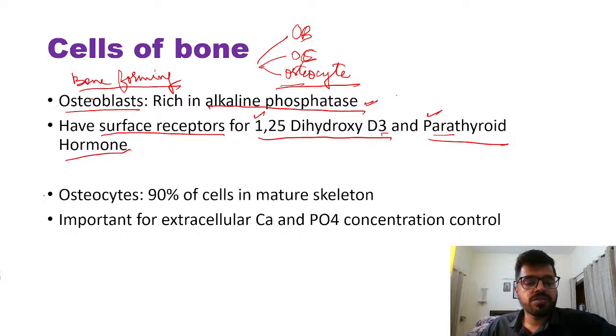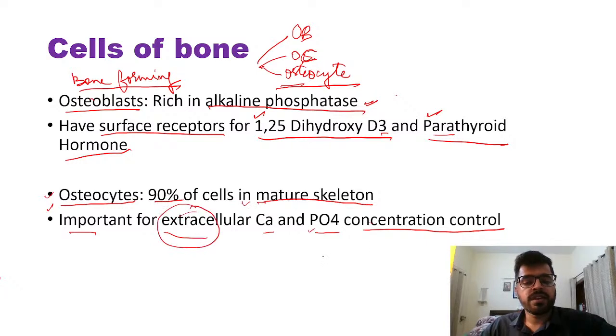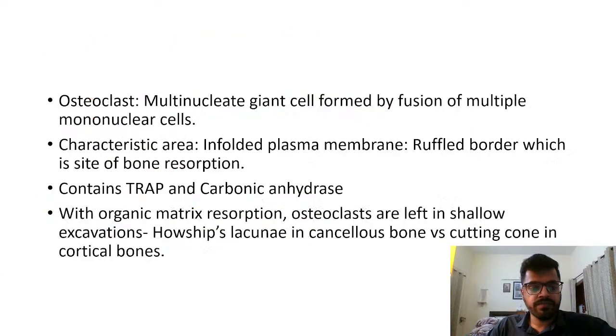Then we come to osteocytes. Osteocytes are 90% of the cells in the mature skeleton, and they get converted from osteoblasts. The osteoblast, when they become senescent, they become osteocytes, and they are important for extracellular calcium and phosphate concentration control. So they fine tune the resorption of calcium and phosphate according to the extracellular concentration, and they regulate it, the osteocytes. The majority of the bone in mature skeleton.